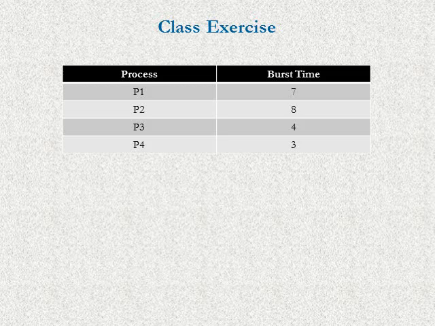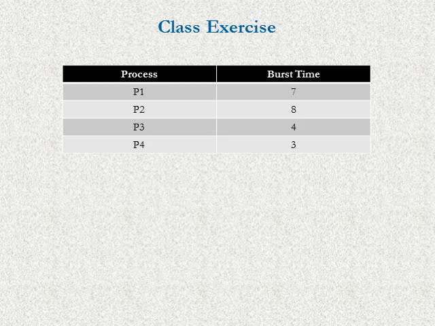Alright students, here we have a class exercise for shortest job first. In this exercise, we have 4 processes P1, P2, P3 and P4 having burst time requirements of 7, 8, 4 and 3 seconds respectively. If all of these 4 processes arrive at the ready queue at time interval 0, you should be able to calculate the average waiting time for this particular scenario.